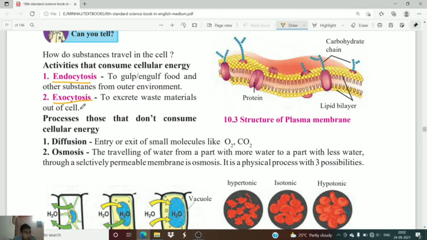So these are the processes where the cell will require some amount of energy. To perform endocytosis and exocytosis, the cell will require energy, and that energy is called cellular energy. Now, the processes that don't consume cellular energy, or the processes which will not require the energy generated by the cell or used by the cell.